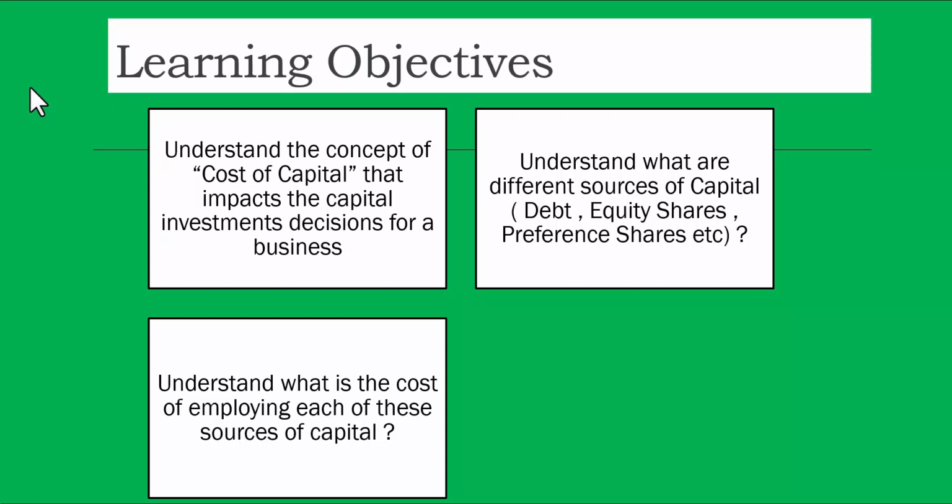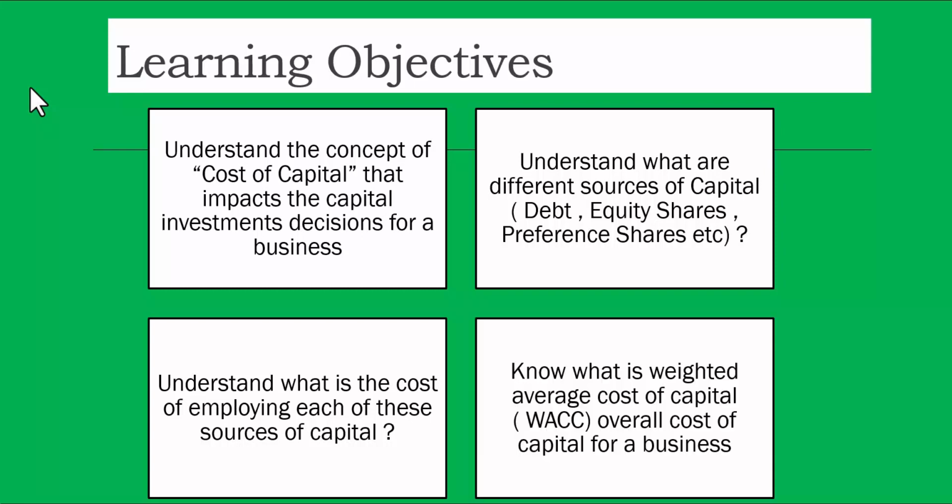You can read, yeah. Learning objectives: understand the concept of cost of capital that impacts the capital investment decisions for a business. Understand what the different sources of capital are, like debt, equity shares, preference shares, etc. Understand the cost of employing each of these sources of capital. Know what the weighted average cost of capital is, the overall cost of capital for a business. So basically, these are the things which we are going to study.